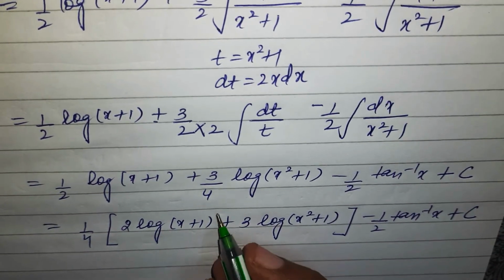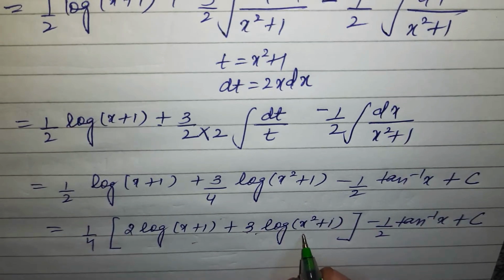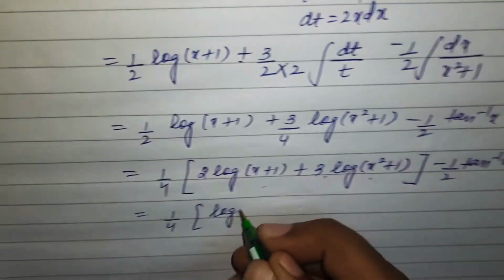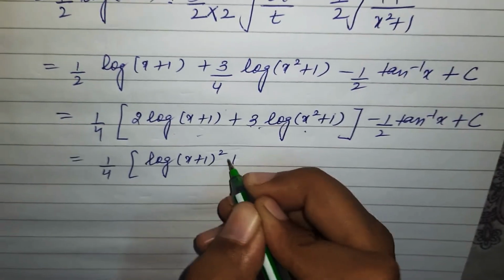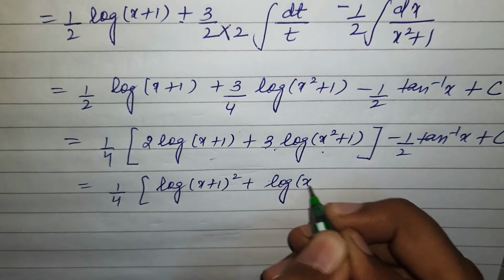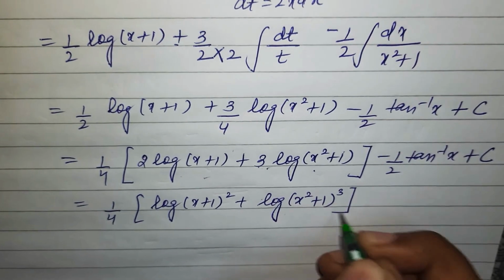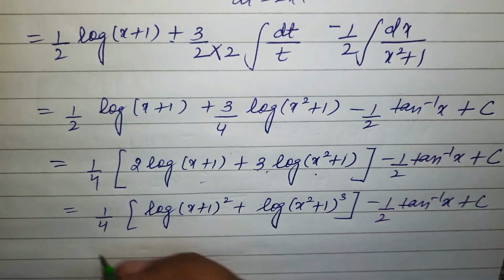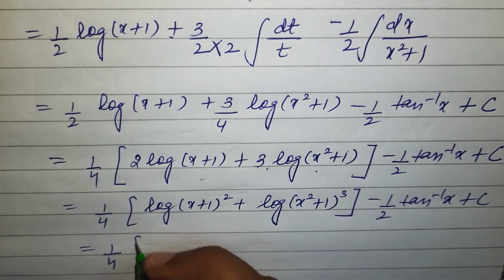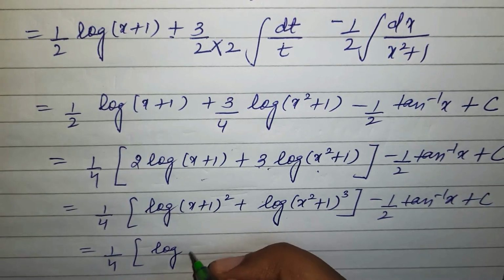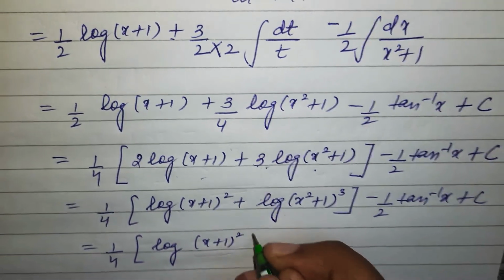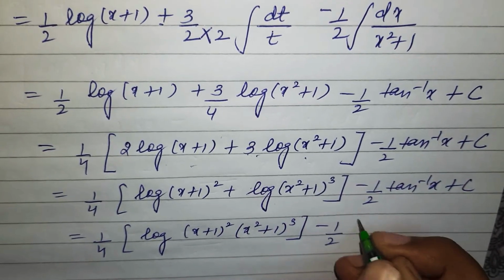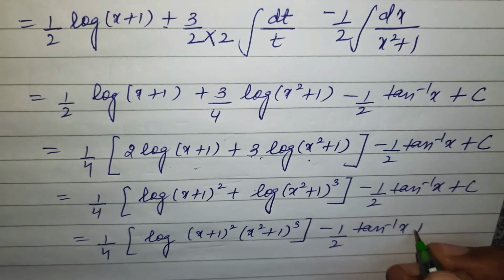Now this 2 will become power, this 3 will become power, log m plus n is log mn. So this will become 1 by 4 log of x plus 1 square plus log of x square plus 1 raised to the power 3 minus 1 by 2 tan inverse x plus c. So I am getting 1 by 4 log mn, x plus 1 square x square plus 1 minus 1 by 2 tan inverse x plus c.